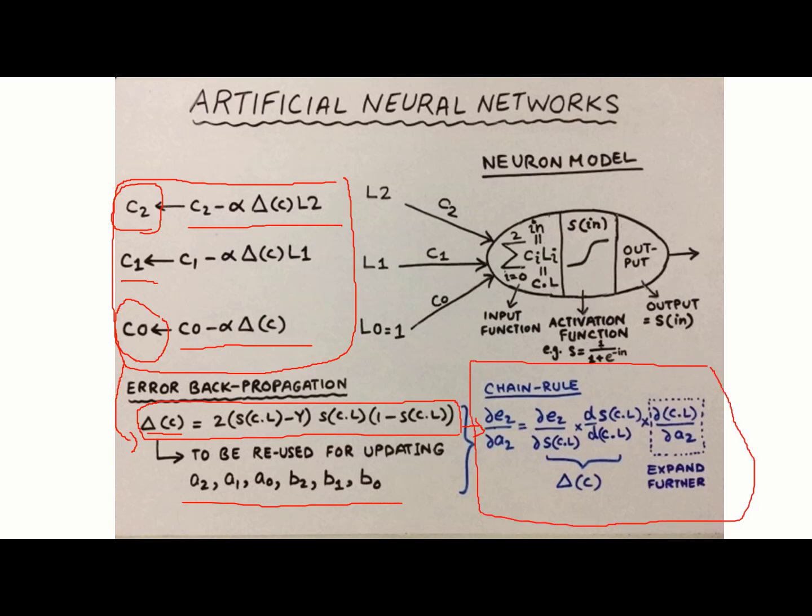So for instance, if you take the partial derivative of E2 squared with respect to A2, then again you have to apply the chain rule. We take the partial derivative of E2 squared first with respect to S(C·L), because E2 first depends on S(C·L). Then you differentiate S(C·L) with respect to its input, which is C·L. And then you take the partial derivative of C·L with respect to A2. And this part of the product needs further expansion.